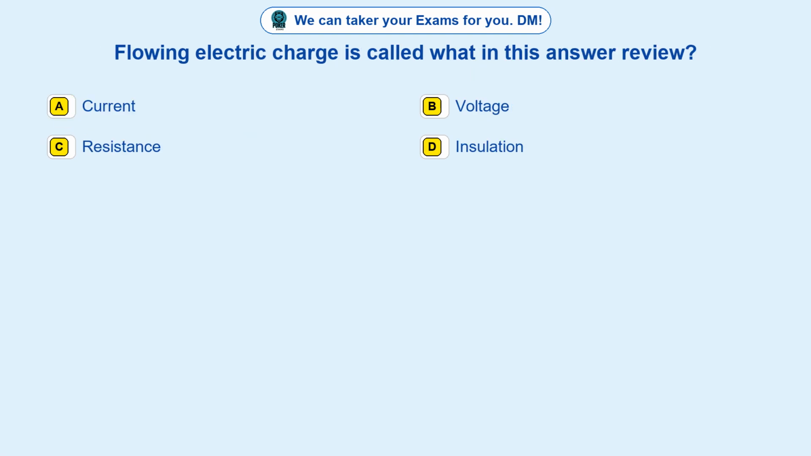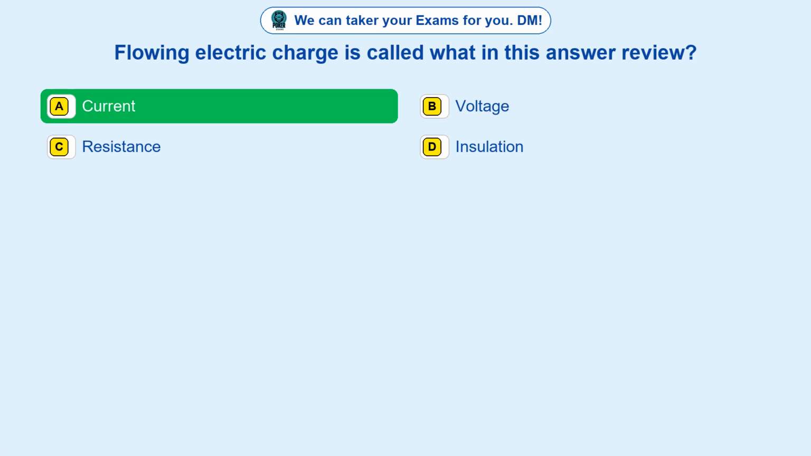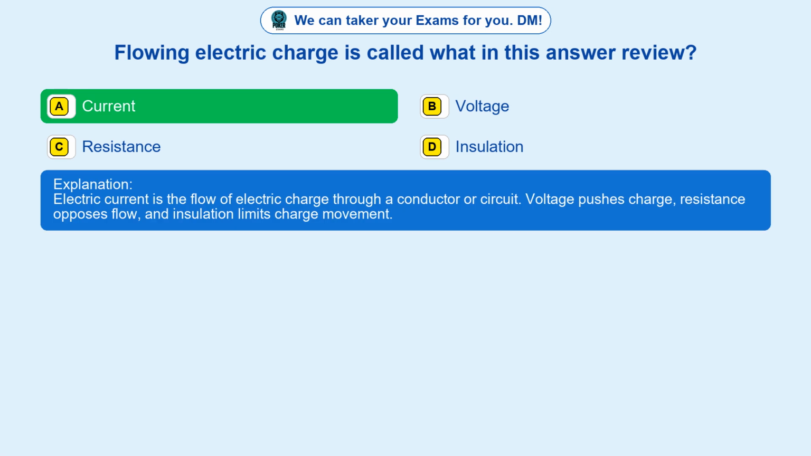Question 69. Flowing electric charge is called what in this answer review? Option A, current. Option B, voltage. Option C, resistance. Option D, insulation. The correct answer is option A. Current. Electric current is the flow of electric charge through a conductor or circuit. Voltage pushes charge, resistance opposes flow, and insulation limits charge movement.